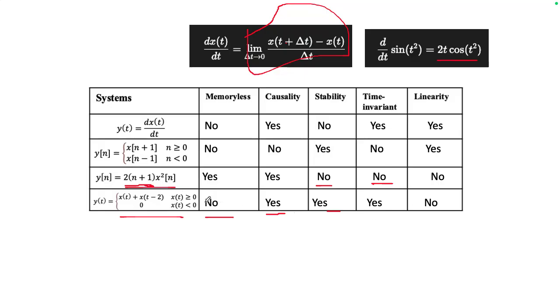And for time invariance, it is yes, because you didn't change any time, but it's not linear. Why? Because you change the signal. We talked about that: if you do something to the original signal, then it is not linear. We talked about that in class. That makes sense to you? Okay.